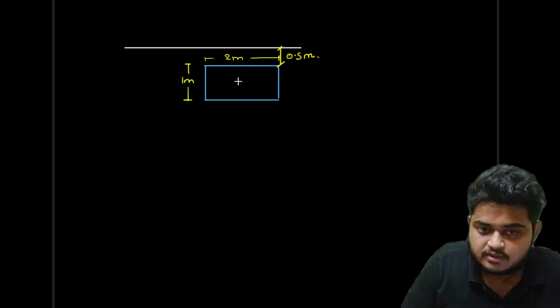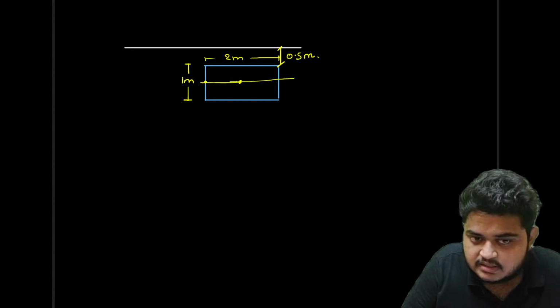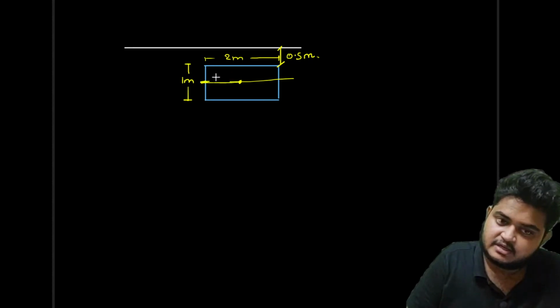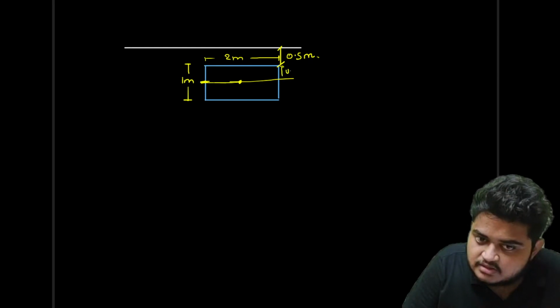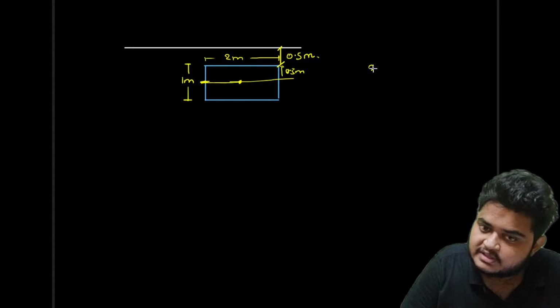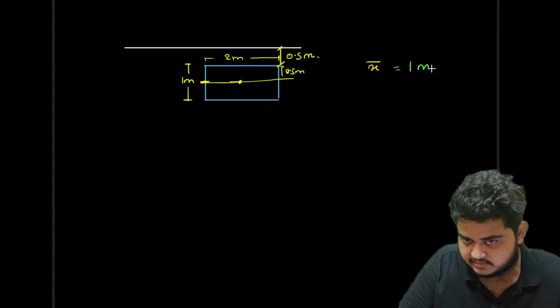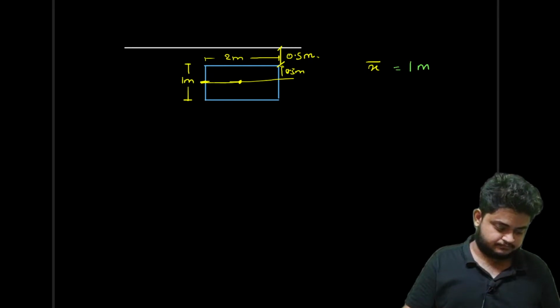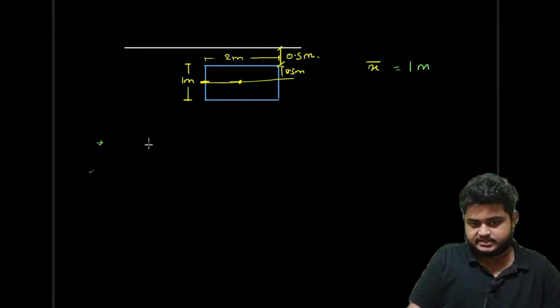So what will be the CG? CG will act at the middle of the width, so it will be coming out as 0.5 meters. So if I want to calculate the x bar, which is the vertical distance, it will be coming out as 1 meter. And we have to calculate the pressure intensity, that is rho g A x bar.